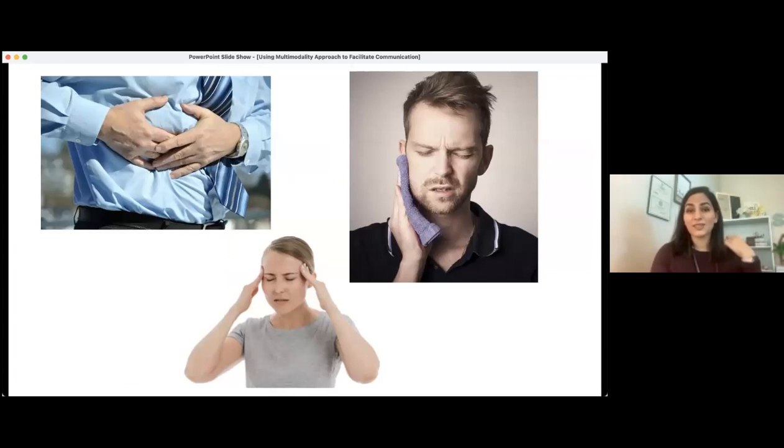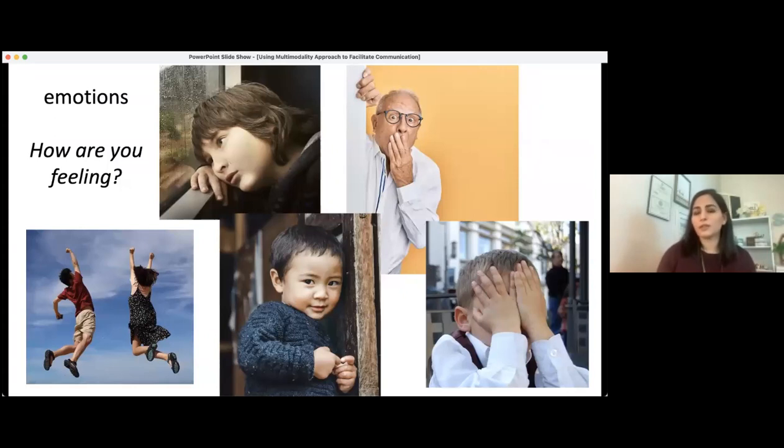So you can show these pictures, like the tooth is hurting, because they are hurting and they don't know where in their body they're hurting, and it's very frustrating for them, and it's very frustrating for parents. And then emotions, very hard for children to be able to tell how they're feeling, how others are feeling. It's a common concern.